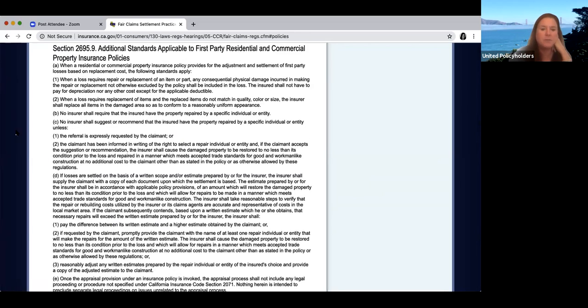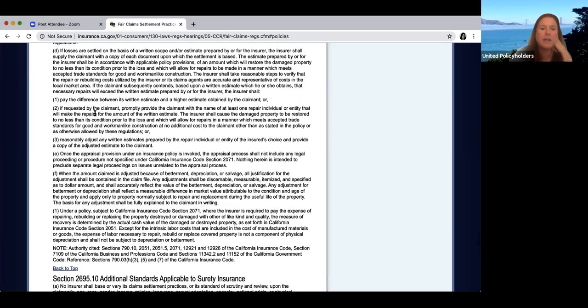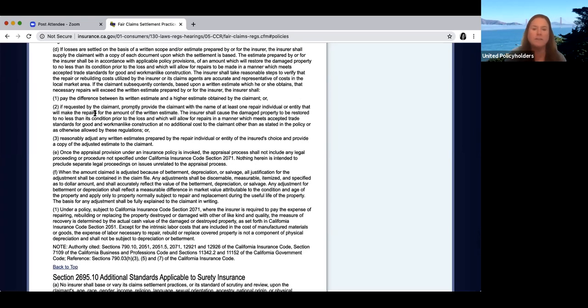This is what I was talking about. First off, they can't require that an insured have the property repaired by a specific individual. They can't even suggest or recommend, unless the referral is specifically requested by the claimant, who has been informed in writing. And this is the one that we're talking about. If they're hanging their hat on an estimate that they wrote or a contractor wrote for them, then go here.